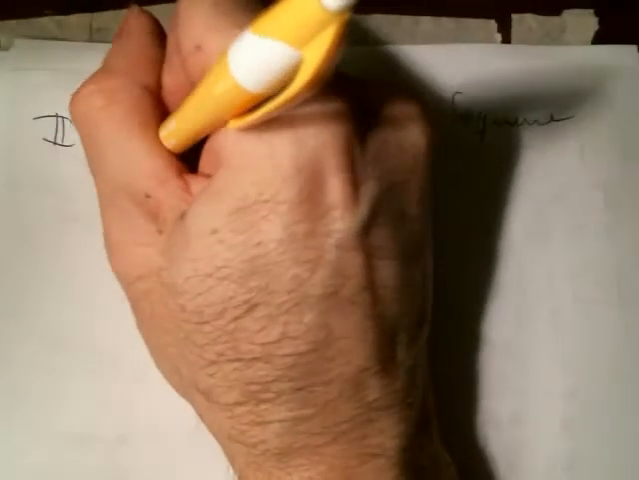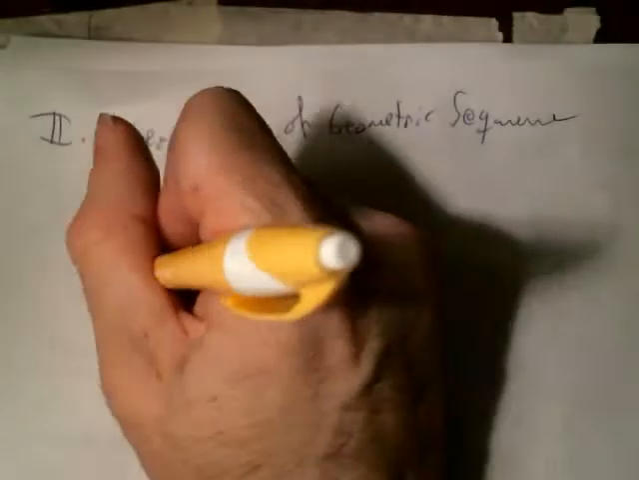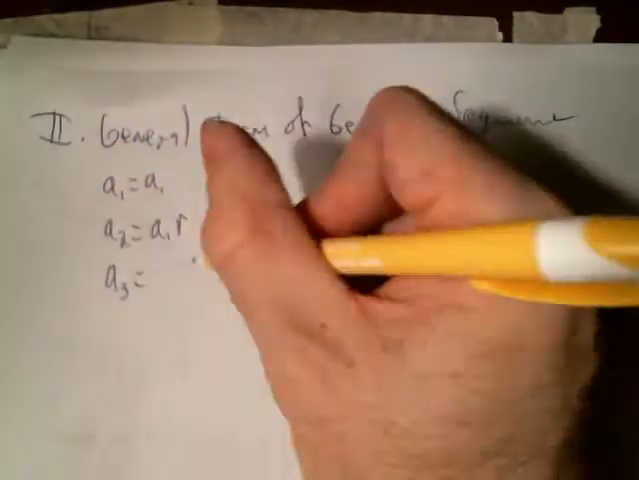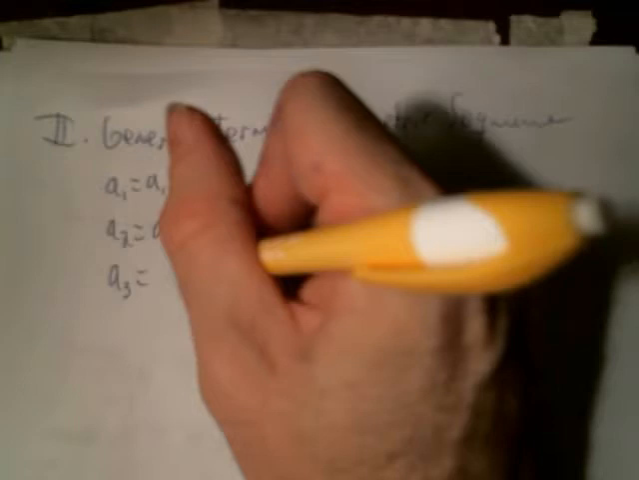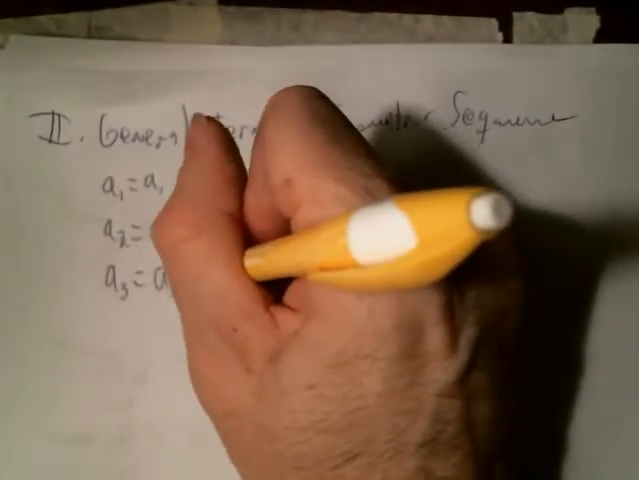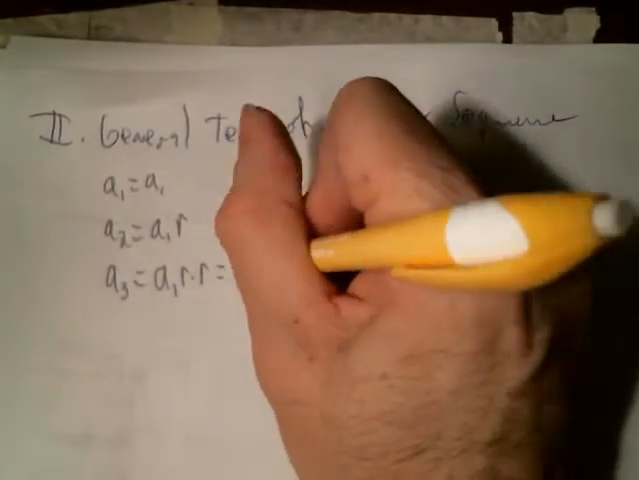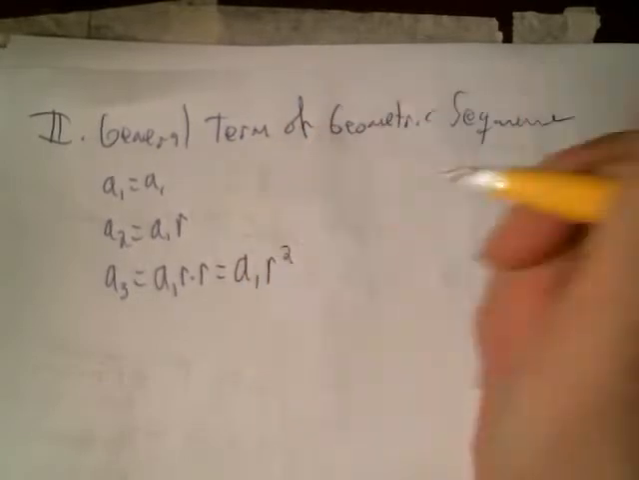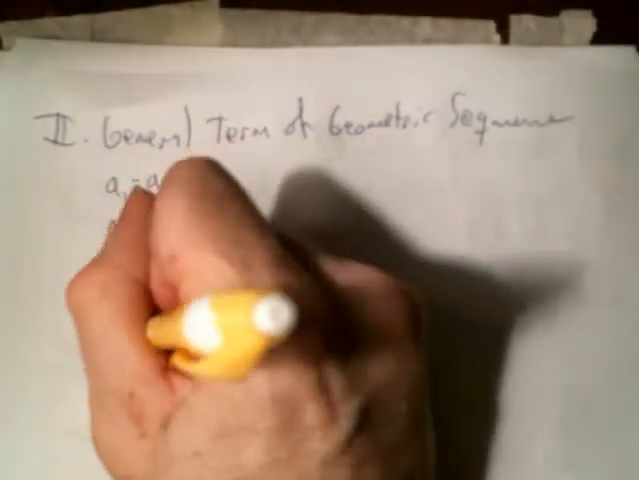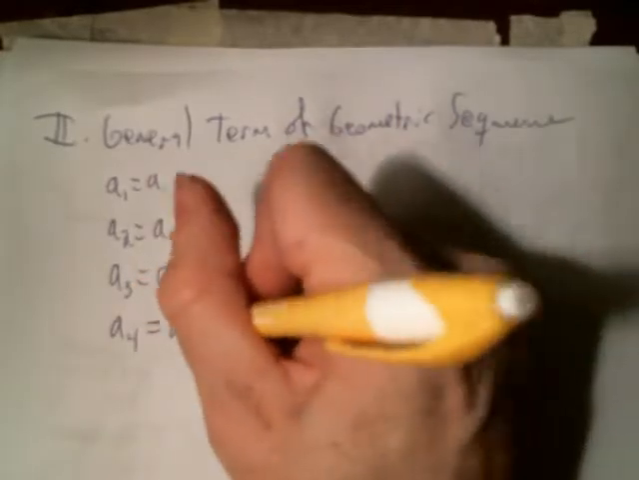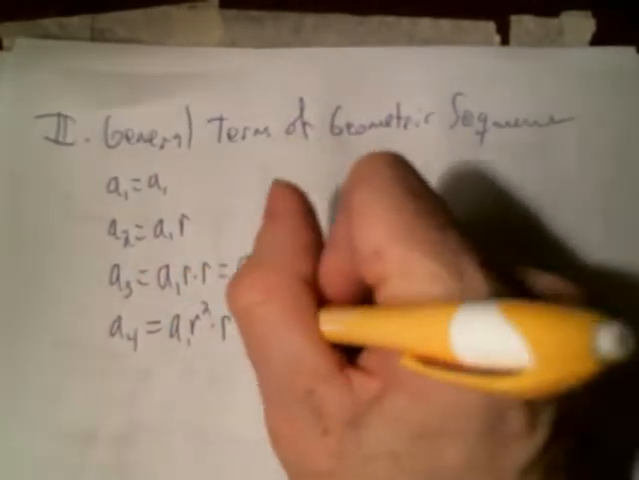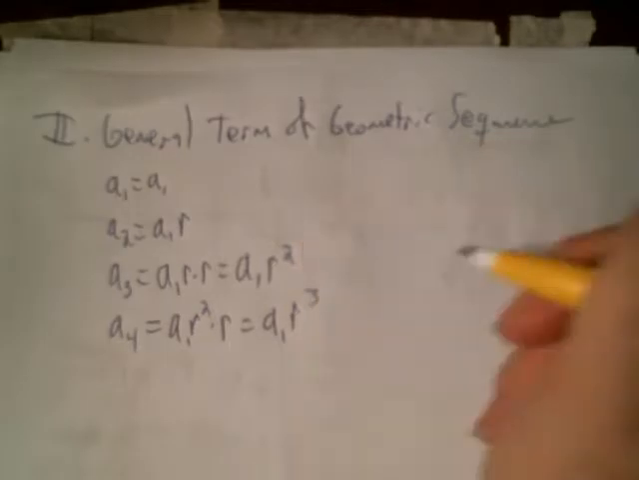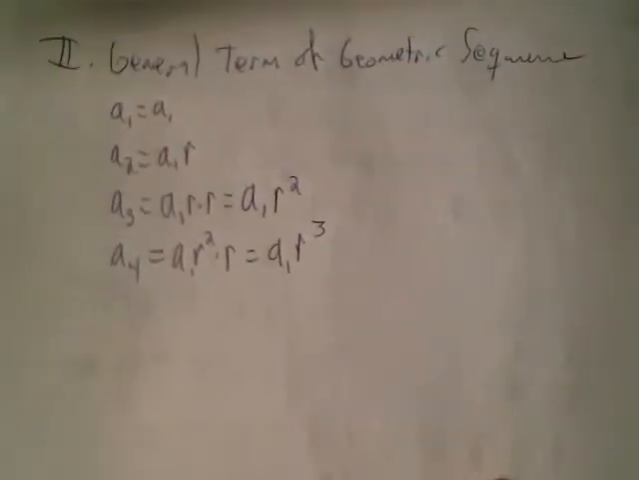And again, we can iterate this formula. We can say a sub 1 we know is a sub 1, and then a sub 2 is a sub 1 times r. And then a sub 3, we take this thing and multiply it by r again. So we'll have a sub 1 times r, which we'll write a sub 1 r squared. A sub 4 is a sub 1 times r squared times r, which of course is a sub 1 times r cubed. And then hopefully you start seeing the pattern.